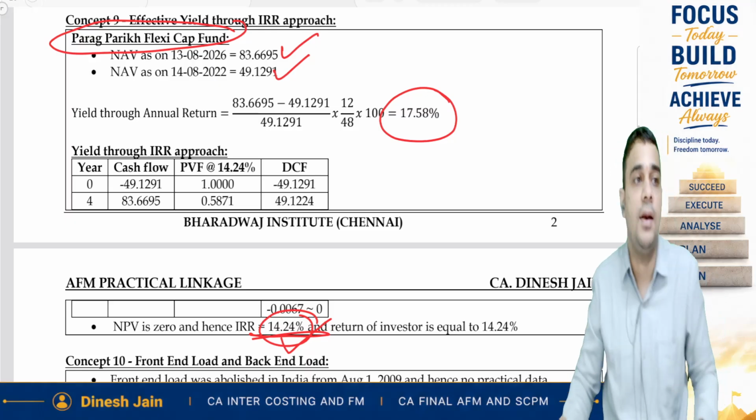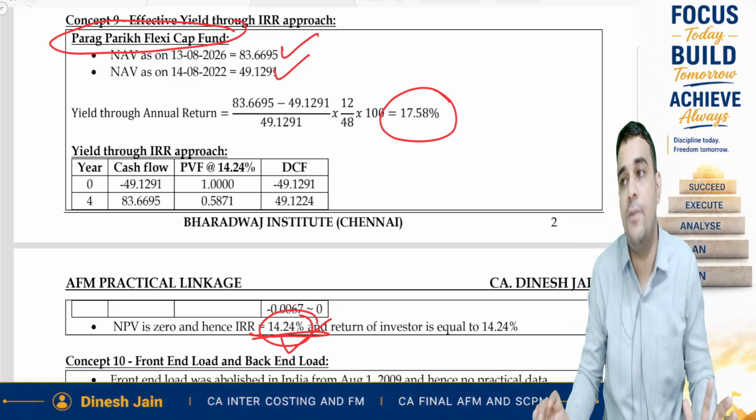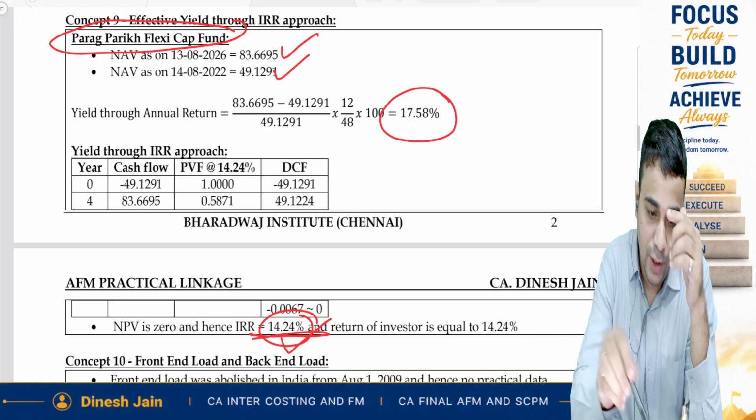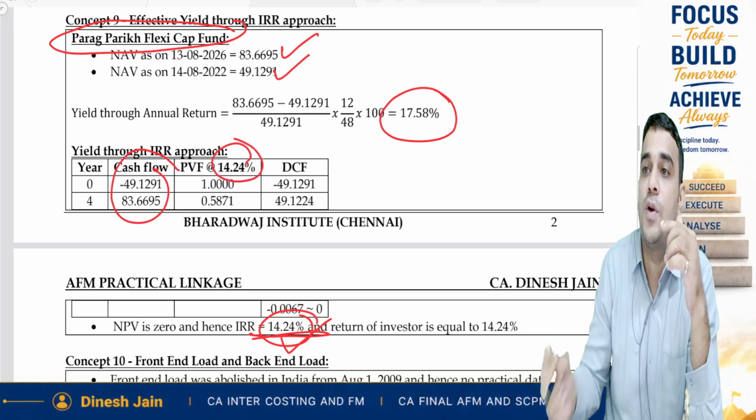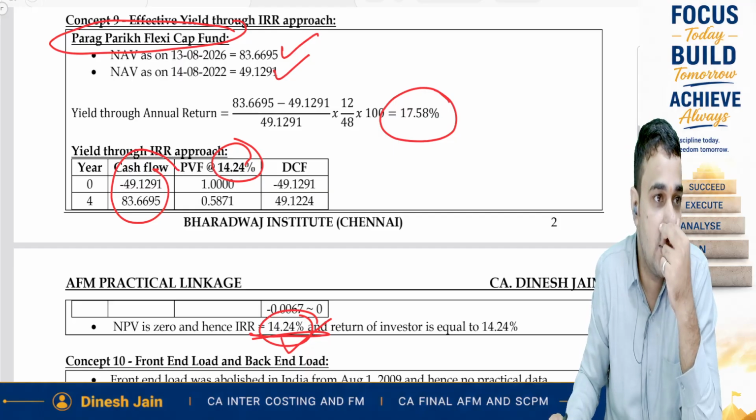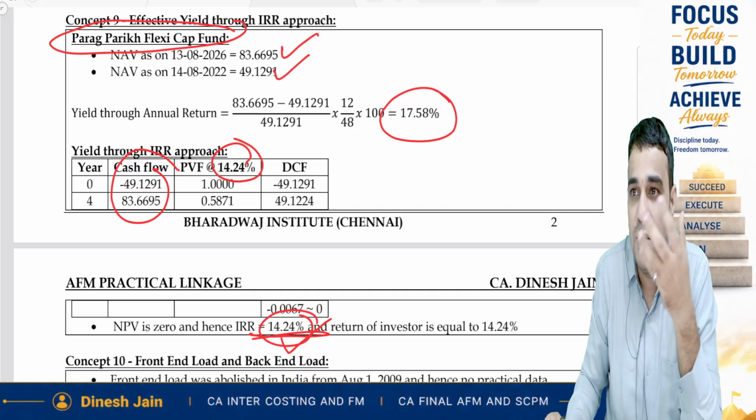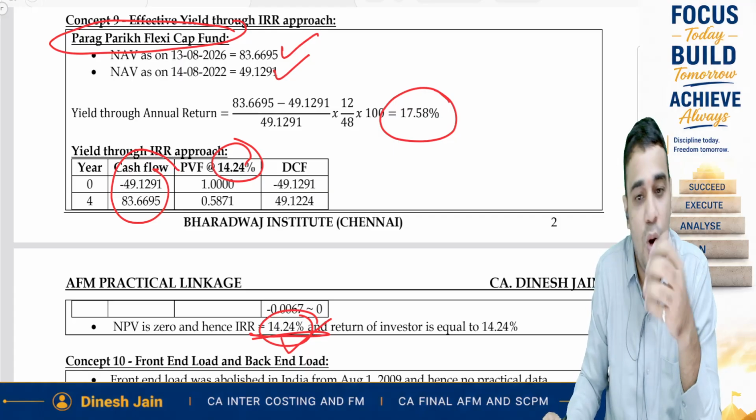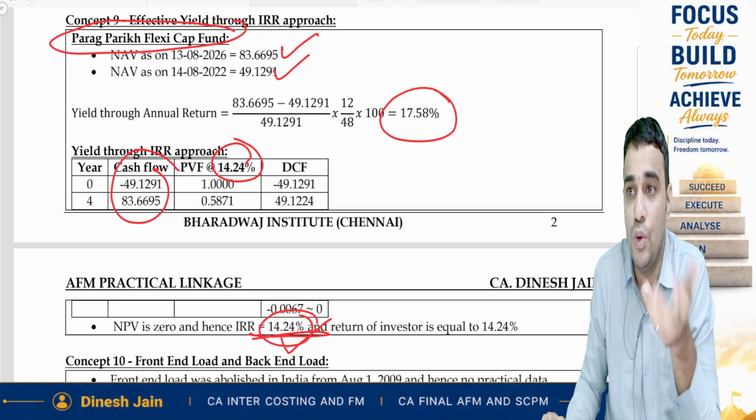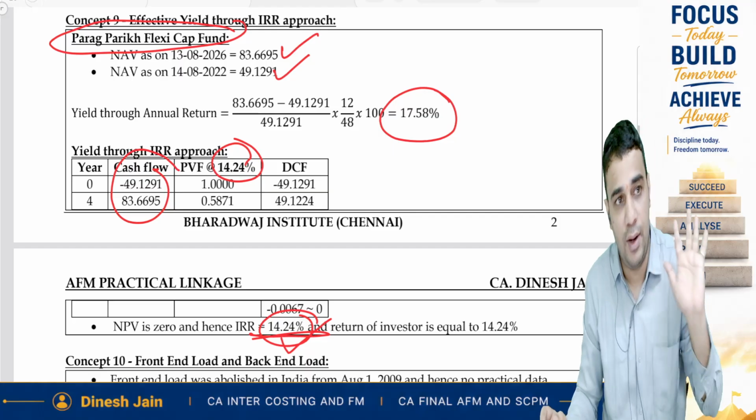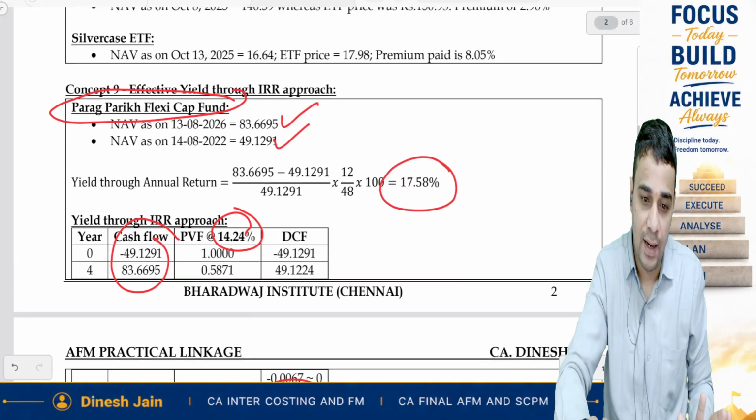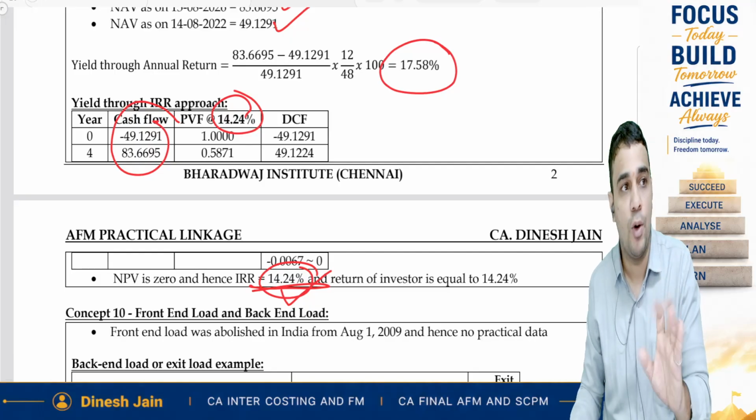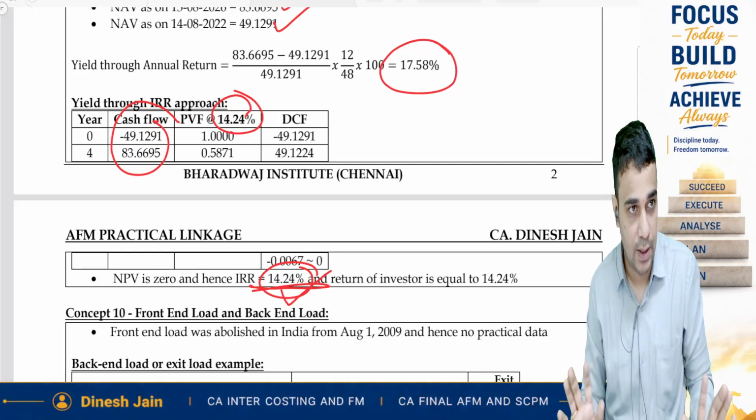Unfortunately, we are not learning this in most of the questions because our calculators don't help us. It is only one reason. If I tell you this number, how will you know 14.24 is the start? Then you will try some 13%, one 15%, one positive NPV, one negative NPV, and get the IRR. All that extra analysis is required to get to the returns. Able to understand the concept first? Clear? One practical example again: Parag Parikh Flexi Cap Fund 17.58, 14.24, and now I go to a question around this. Understood the concept? Clear?